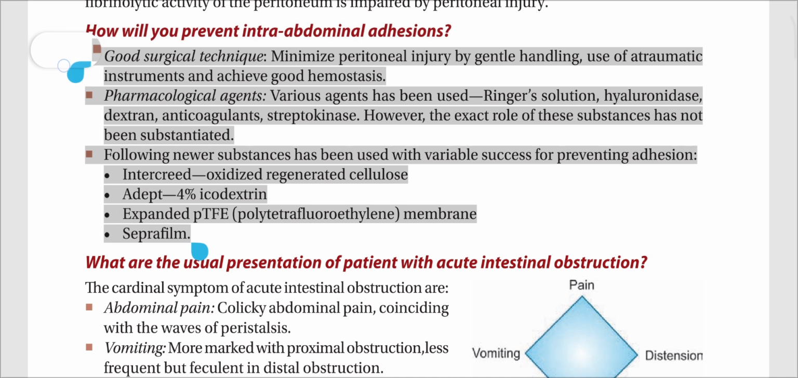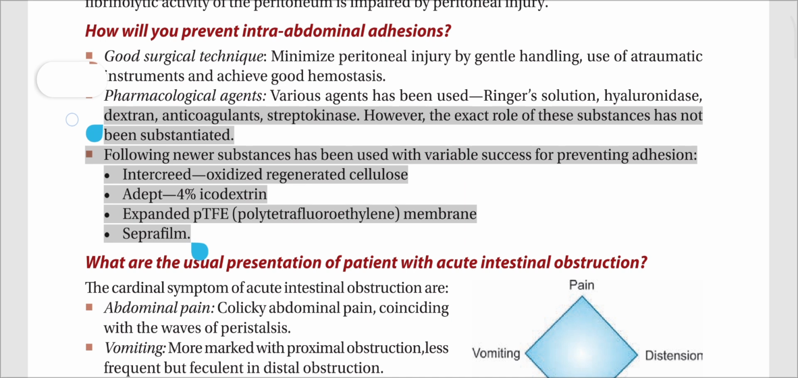How will you prevent intra-abdominal adhesions? Good surgical technique: minimize peritoneal injury by gentle handling, use of atraumatic instruments and achieve good hemostasis. Pharmacological agents: various agents have been used, Ringer's solution, hyaluronidase, dextran, anticoagulants, streptokinase. However, the exact role of these substances has not been substantiated.